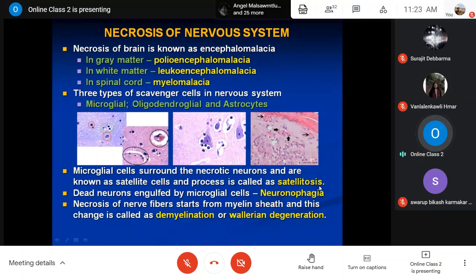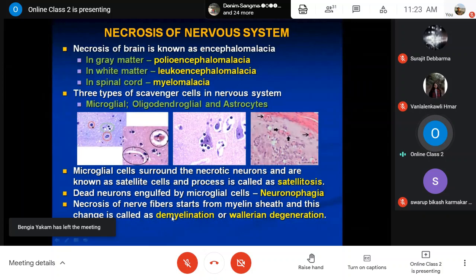And when the dead neurons are engulfed by the microglial cells, what we call satellitosis, then the dead neurons are engulfed and removed by the microglial cells. That process is known as neuronophagia.